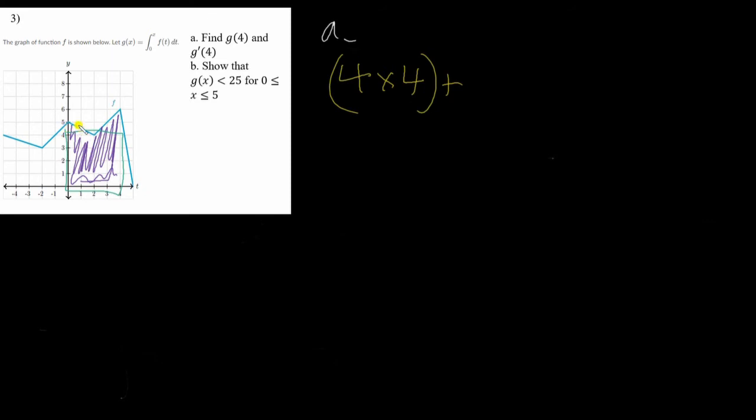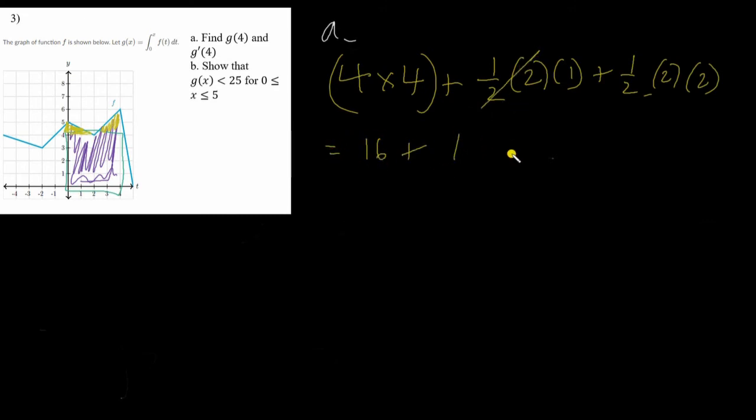Plus the area of this triangle here, so plus 1/2 times 2 times 1, plus, and then this triangle up here, 1/2 times 2 times 2. So simplifying this gives me 16 plus 1 plus 2, or 19.